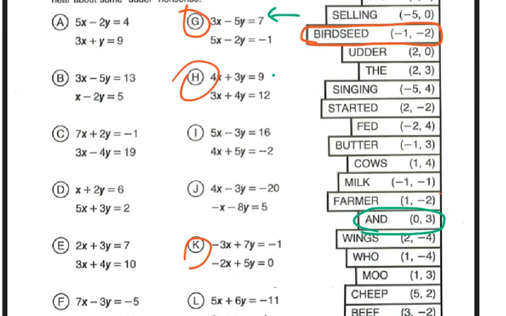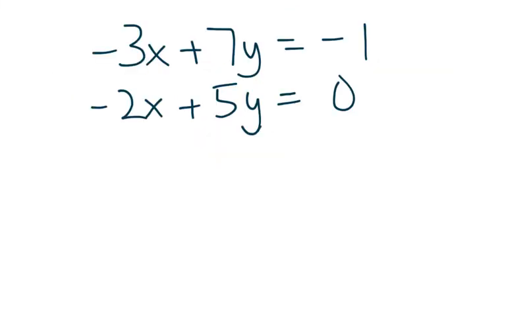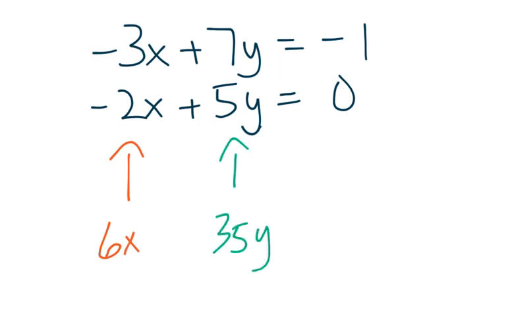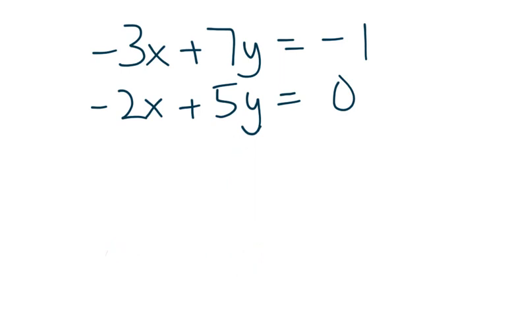So let's do K. Okay, I'm definitely going to choose the x's, because notice if I go here, I got to go to 6x. If I go here, I got to go to 35y, which I really don't want to go that high. I don't want to have to multiply by numbers that big. So I'm just going to go with x's. We're going to eliminate the x's. Always try to make it easier on yourself.